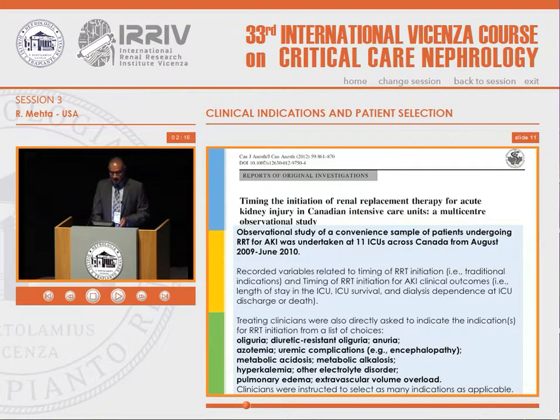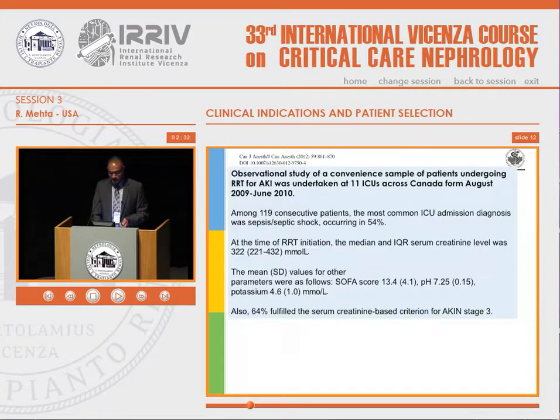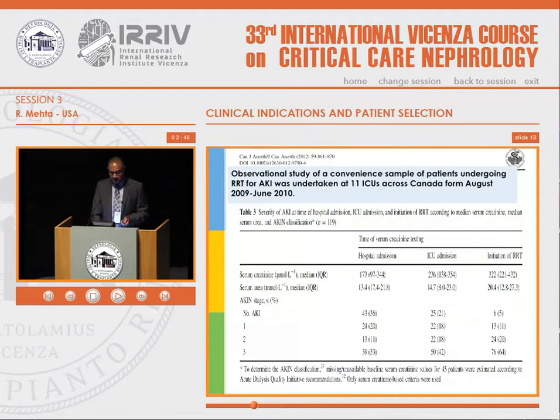More recently, when we looked at this from 11 ICUs from Canada, again from 2009 and 2010, where they actually asked clinicians to record what their clinical indications were, and also the variables in terms of the timing of renal replacement therapy indication. They found that out of the 119 patients they had, at the time the creatinine level was fairly high, and the SOFA scores were fairly high. So suggesting again, to a large extent, these patients were being dialyzed at a much later stage.